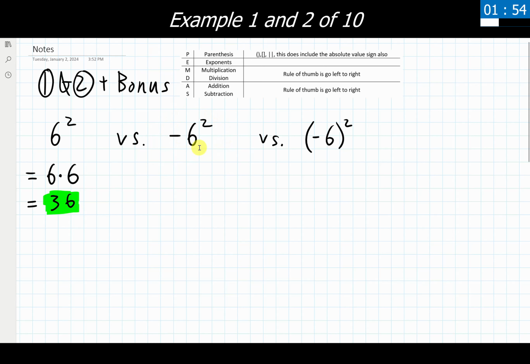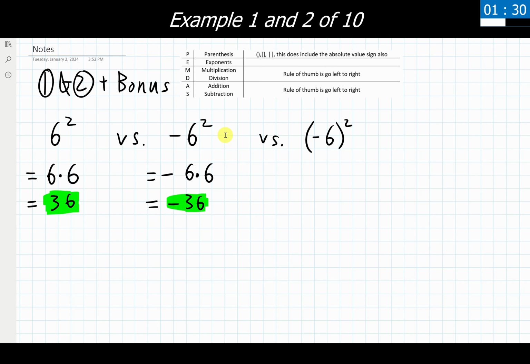With our second example, only the number 6 is being raised to the second power. The negative out front is just sitting there. So I'm taking the negative of whatever 6 to the second power is. So I can write this out and denote this as negative 6 times 6. And I end up getting negative 36 as my answer here.